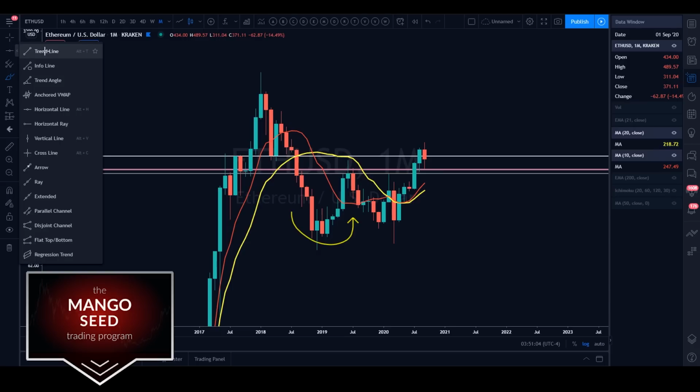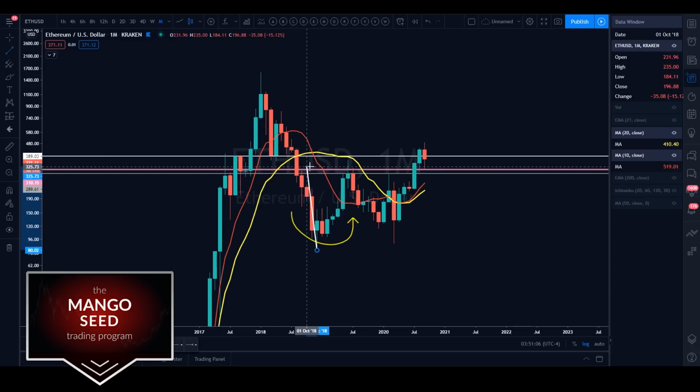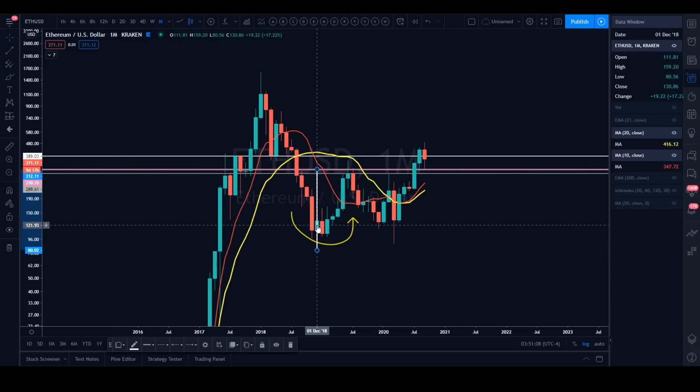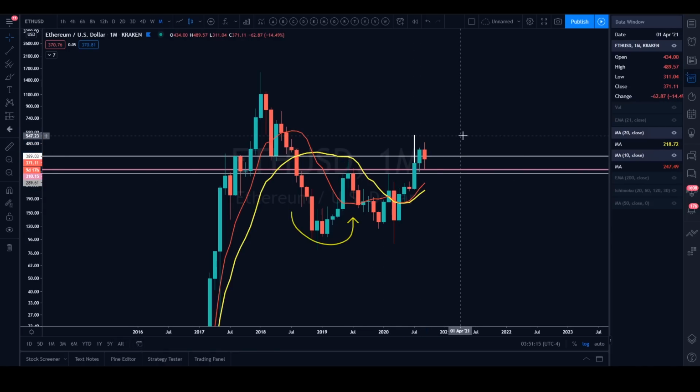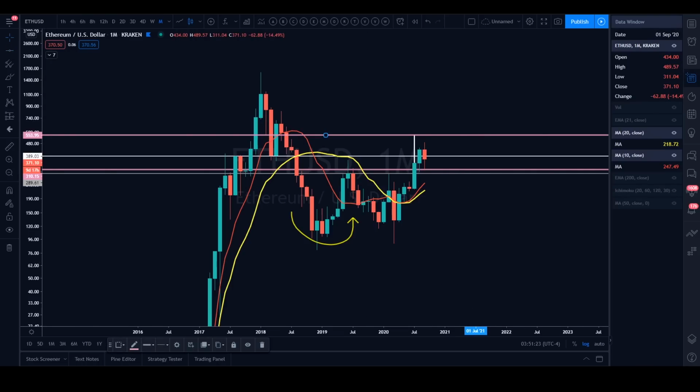And if Ethereum actually manages to close over, if we get supported on that region, okay, and we do see follow through to the upside, what is the measured move of Ethereum's double bottom? This takes ETH all the way up to $557 per Ethereum. There you go. And that technically also lines up with a major resistance overhead.